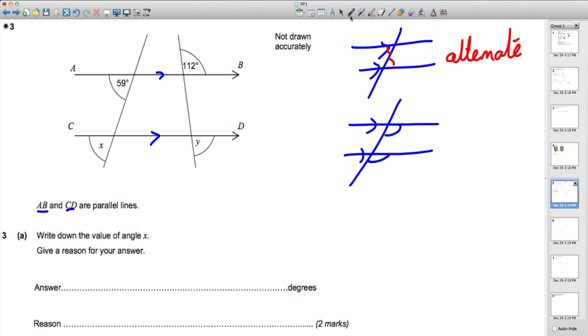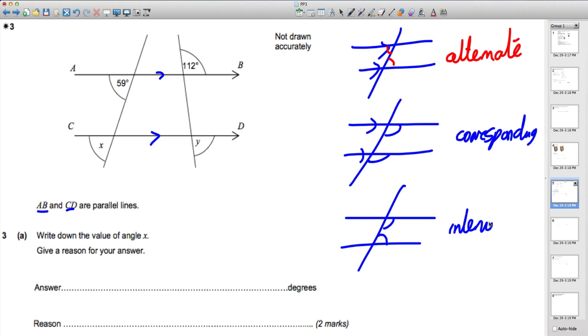That one and that one are corresponding and they're equal. And that one and that one are called interior and they add to 180. Okay, so we know these rules are in play here. Let's just see what we can do with this. Write down the value of angle X. We want this angle here. Give a reason for your answer.